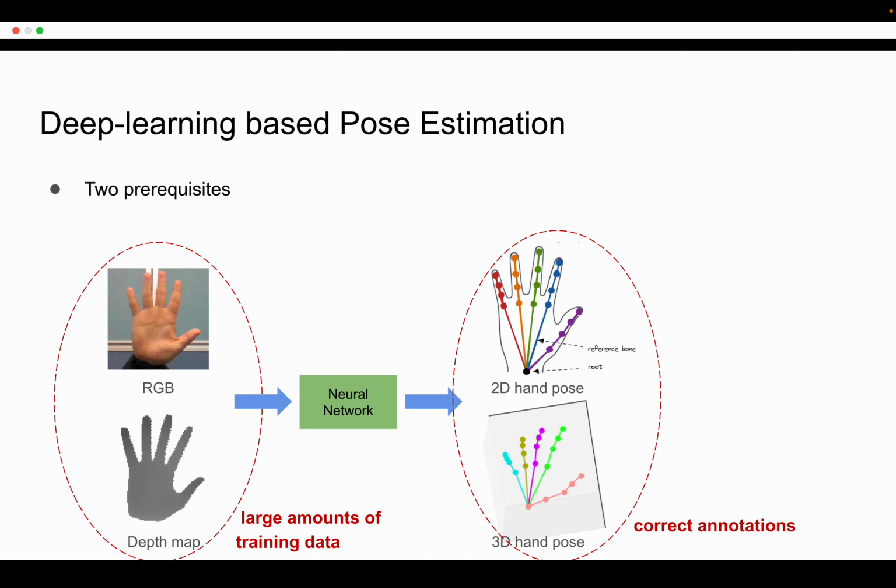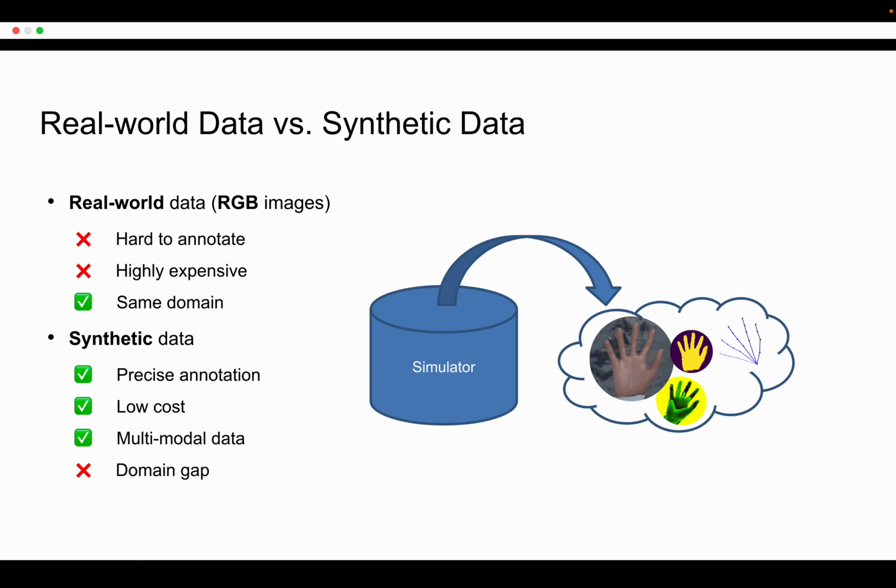But the success of deep learning-based methods has two limitations. One is the large amount of training data. The other is the correct annotations. Clearly, the annotation for real-world RGB data is quite challenging and expensive, but it is in the same distribution as real-world test data. As for synthetic data, it can be easily generated with precise annotations and low cost, and it can also be multimodal data containing RGB, mask, and depth map. However, it suffers from the domain gap problem.